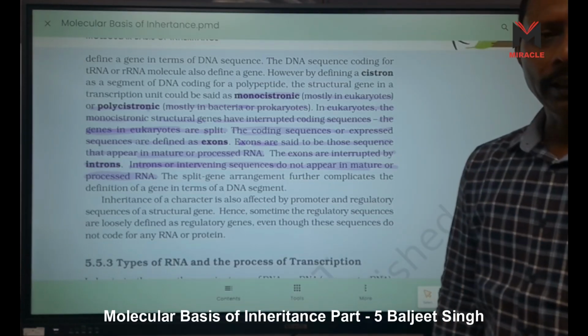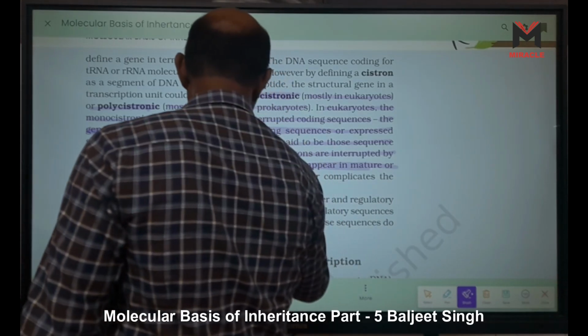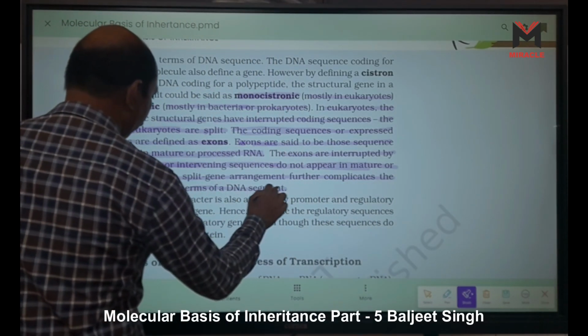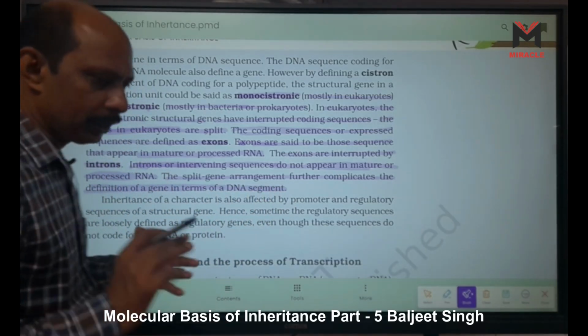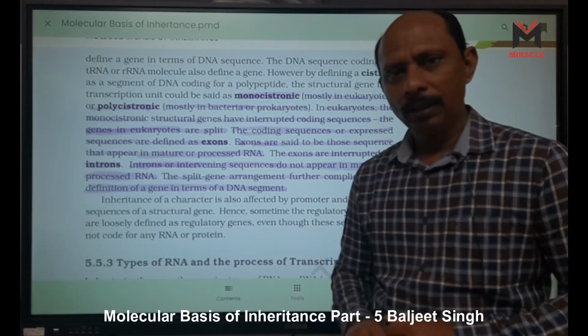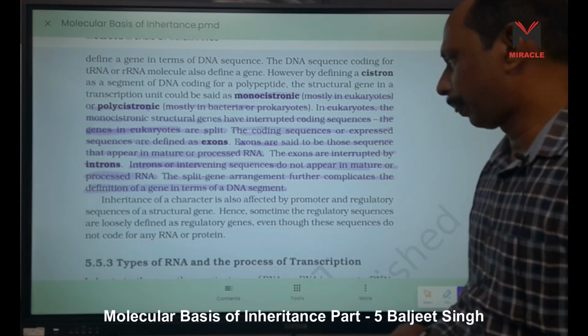But only in the case of eukaryotic RNA, right? The split gene arrangement further complicates the definition of gene in terms of DNA segment. That's why we cannot define a gene in terms of DNA segment. You understand? Because intron is not considered as gene.